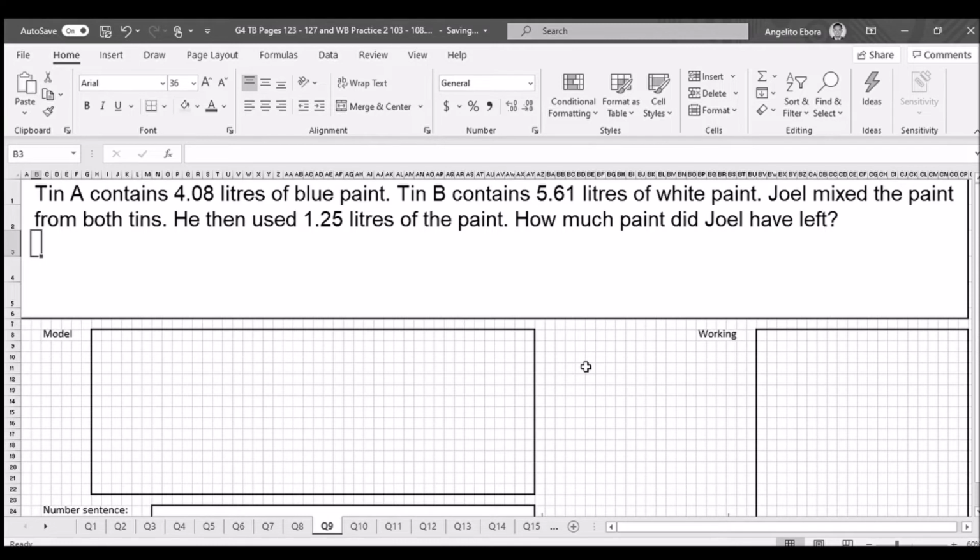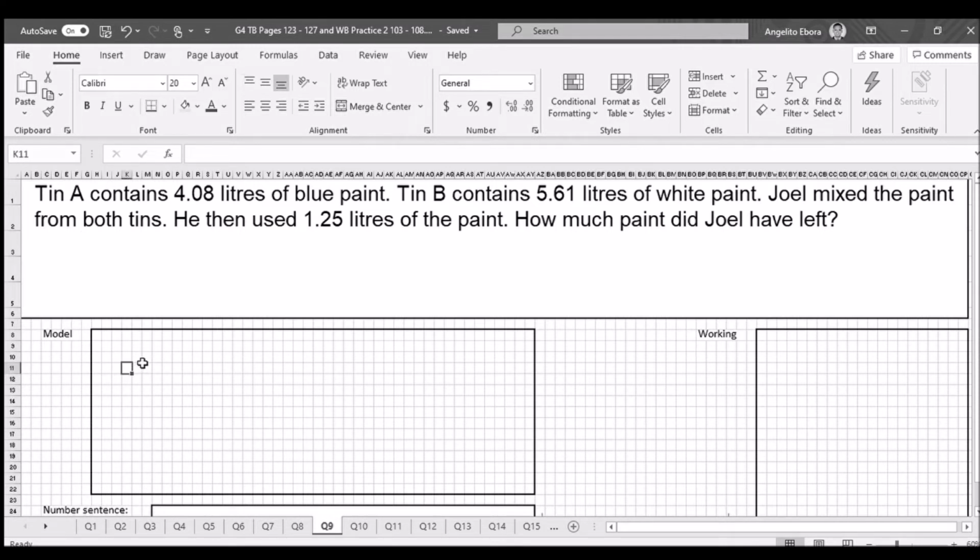Okay, so tin A contains 4.08 liters of blue paint. Tin B contains 5.61 liters of white paint. Joe will mix the paint from both tins. He then used 1.25 liters of the paint. So how much paint will Joe have left? Okay, so this one is a two-step word problem. So the first step is we need to find the total paint of tin A and tin B because it says Joe will mix the paint from both tins.